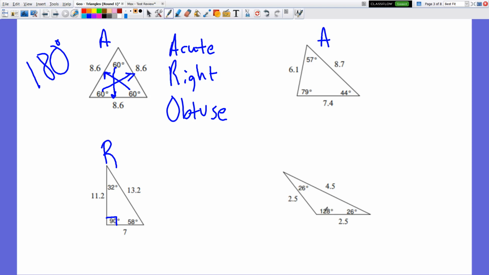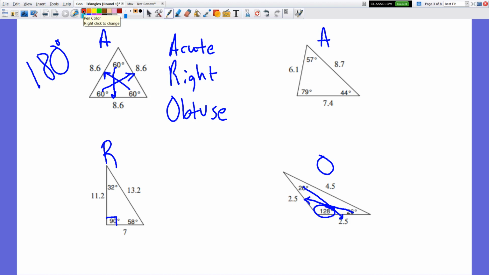Looking through here, I can see that 128 is the largest. That's larger than 90, so that's going to be obtuse. Notice that there are 2 angles that are the same, 26 and 26, and those directly relate to the 2 sides that are identical, 2.5. All right, so when I'm saying like, okay, look at all the angles, they're different, or they're all the same, it's this type of triangle. So what we just did is we classified by its largest angle.